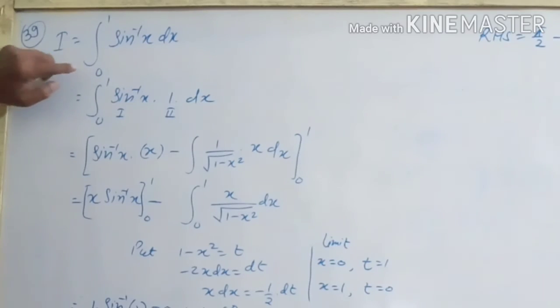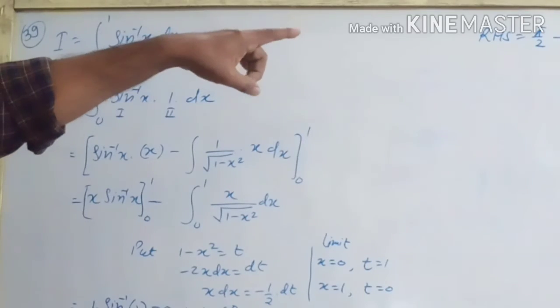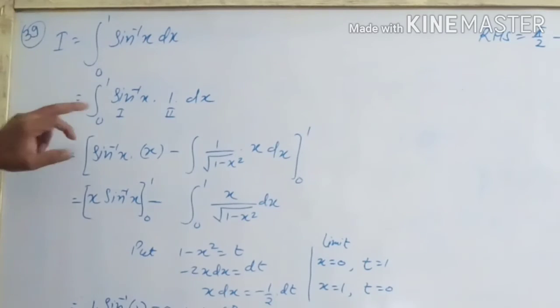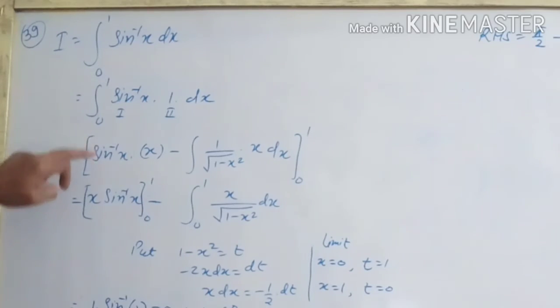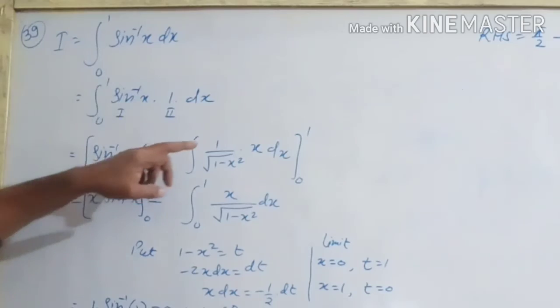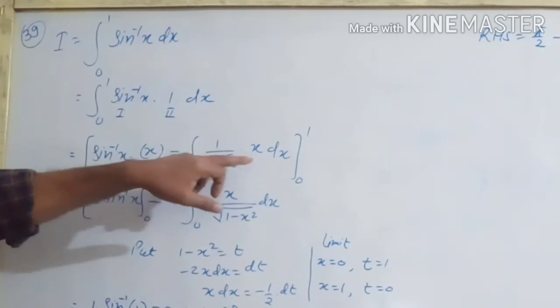Question 39. Integral I from 0 to 1 of sin inverse x dx, and the target is pi by 2 minus 1. So take 1 as the second function here, with sin inverse x as the first function and 1 as the second, so use integration by parts here. First function as it is, integral of second which is x, minus differential of first which is 1 upon under root 1 minus x square, and integral of second, that is x.